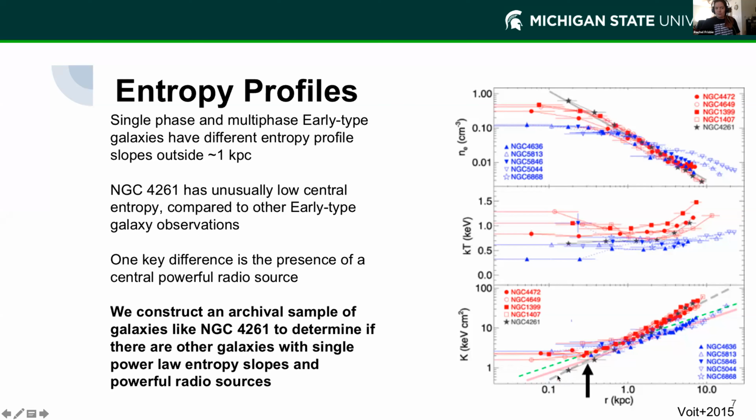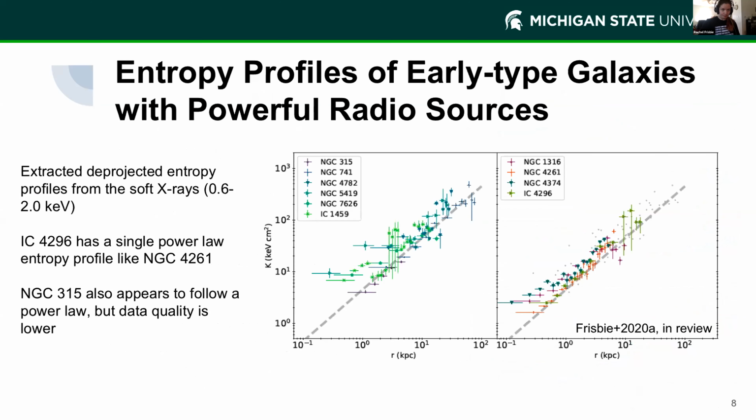So we ask ourselves, why is this galaxy so much different than the other ones in the sample? And so one key difference between NGC 4261 and the rest of the sample was that it has an extremely powerful radio source, much too powerful to be just from Bondi accretion alone. So we constructed an archival sample of Chandra data composed of galaxies like NGC 4261 to see if there could be other galaxies with single power law entropy slopes and powerful radio sources.